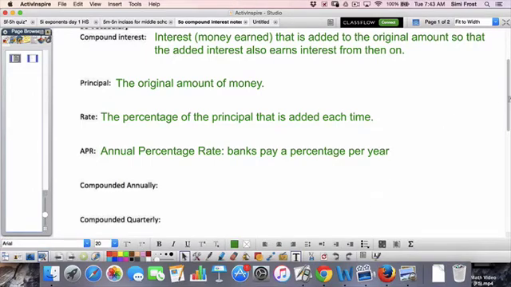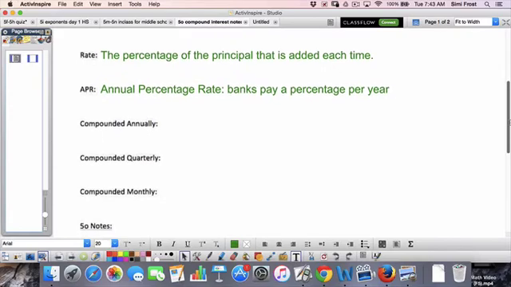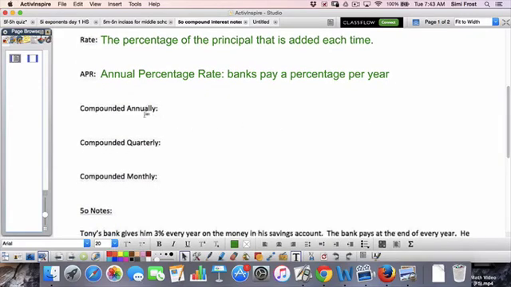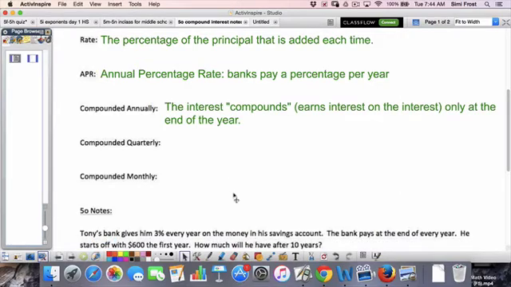However, banks choose how often to compound differently. They can compound annually, quarterly, or monthly. If it compounds annually, that means the interest earns interest on top of the interest only at the end of the year. And we'll look at what that means to compound a little more clearly in just a moment.